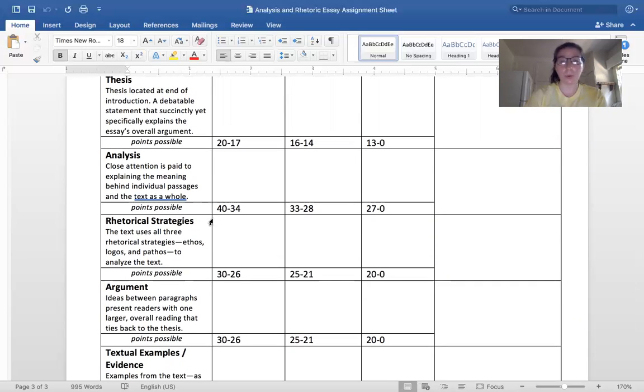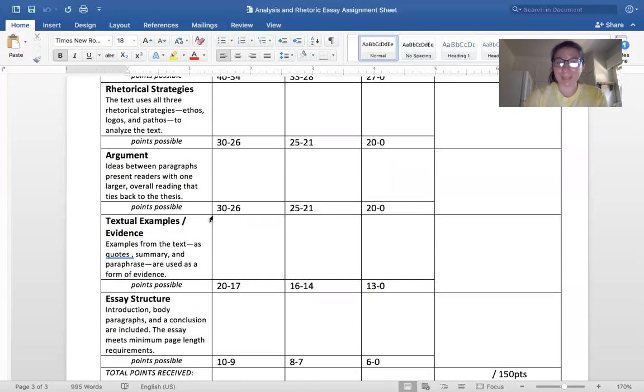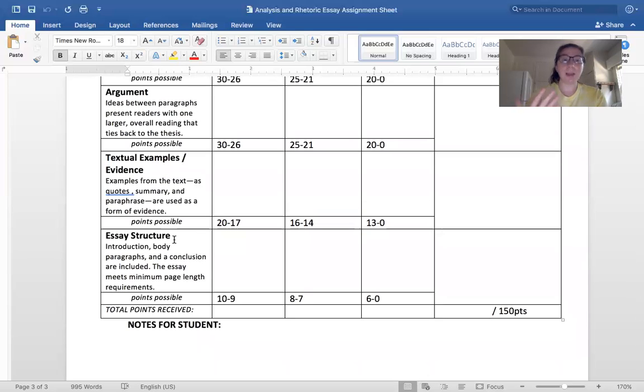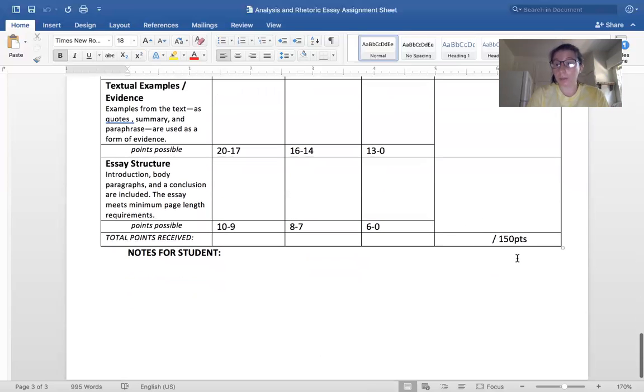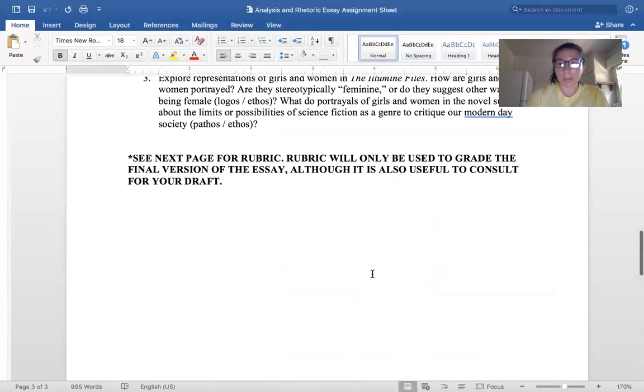And I'm looking for things that we've been talking about. Thesis, that you have analysis, that you're using the rhetorical strategies, that you have an argument, and that you're using textual examples and evidence, and that there's some kind of essay structure. Just basically that you have an introduction, body paragraphs, and a conclusion, and that the essay meets the minimum page length requirements. And then you can see here at the end, you'll get your total out of 150 points. And I might have some bigger notes too at the end that I leave for you guys.